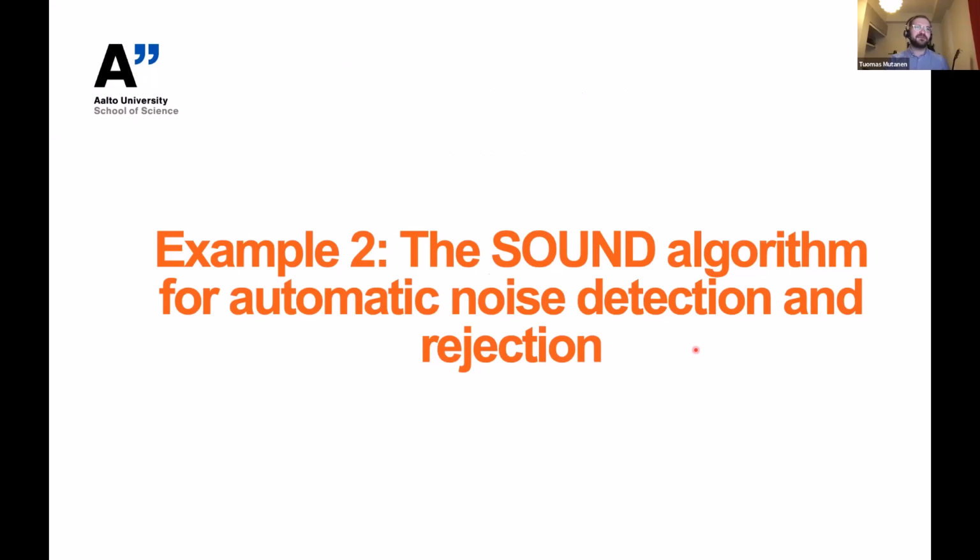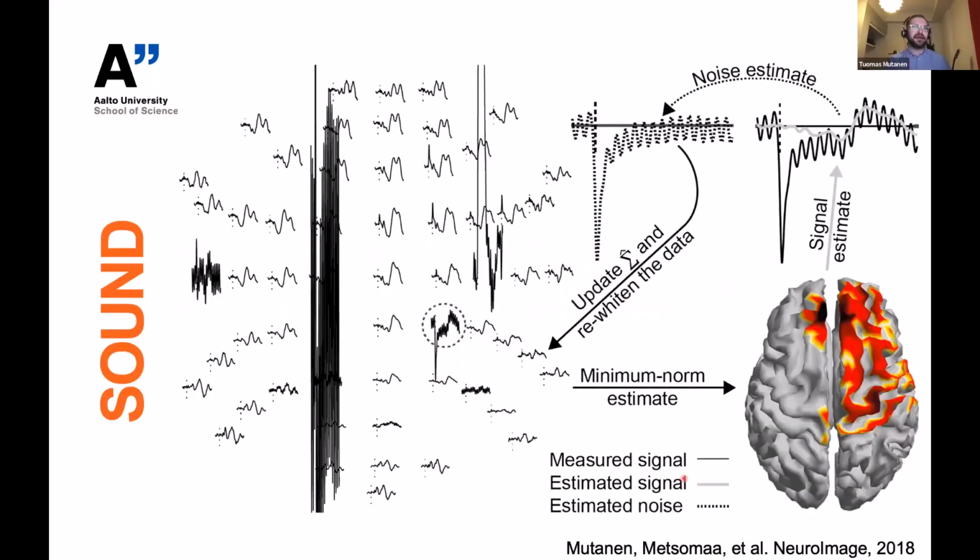Then I have a few minutes, maybe 1 minute left, so I will quickly show an example of another method where we use even more of the ideas that I was promoting in the beginning. This is called the SOUND algorithm, which we developed for automatically detecting and rejecting noise. The idea is very simple in the end. We start by estimating the noise levels in each channel separately. So, for instance, in this example, we are looking at this channel, and we exclude it from the analysis for a moment. And we use the information in all the other channels. Again, using standard minimum norm estimation techniques, we calculate the most likely cortical current that would have generated the signal in all the other channels.